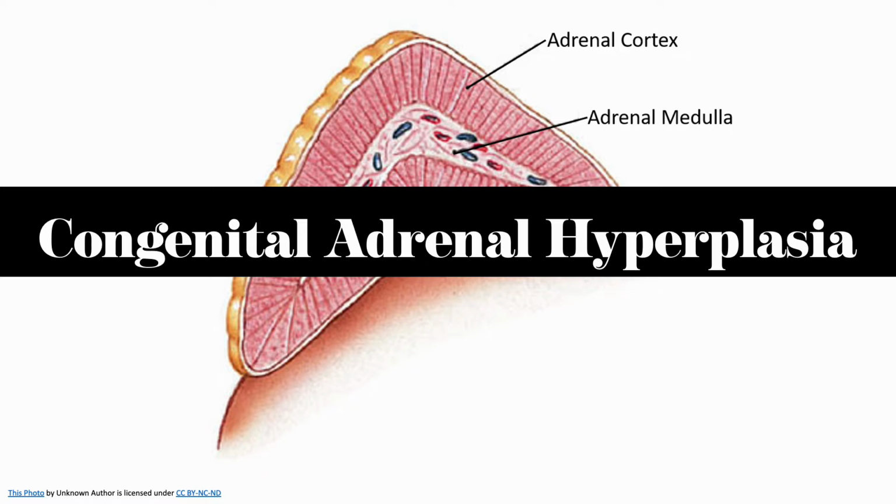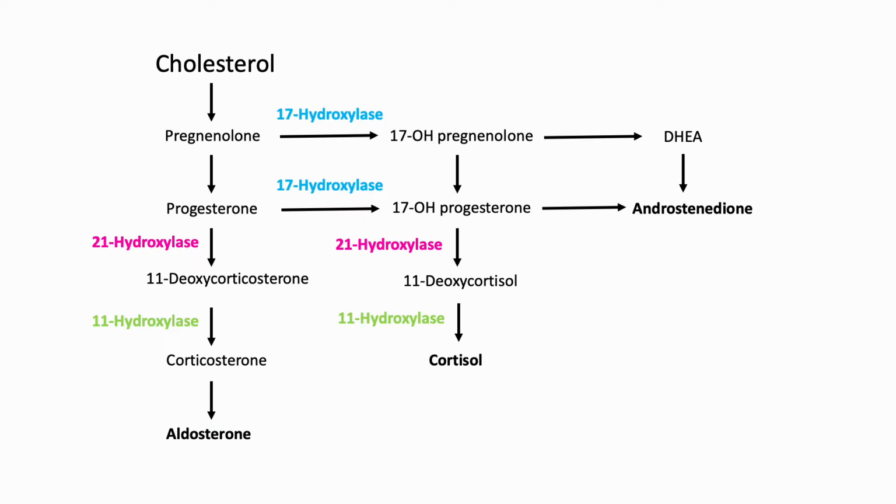This first video is on congenital adrenal hyperplasia. And to get started, I wanted to show the full pathway of cholesterol to aldosterone, cortisol, and androgens. So in congenital adrenal hyperplasia, there can be a deficiency of one of three enzymes.